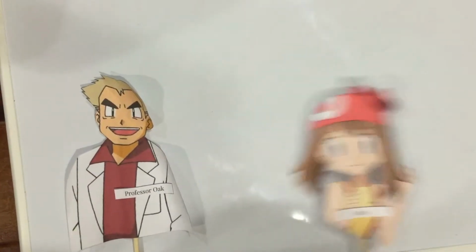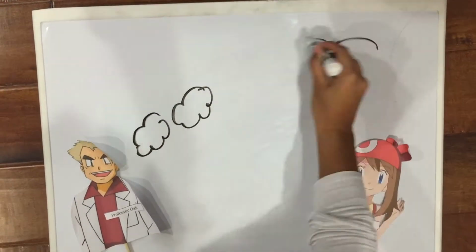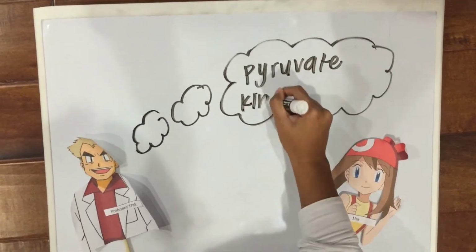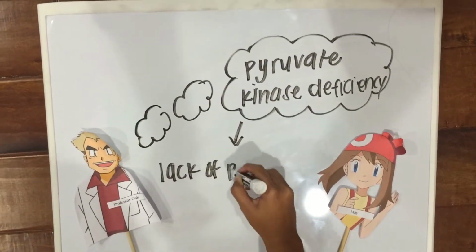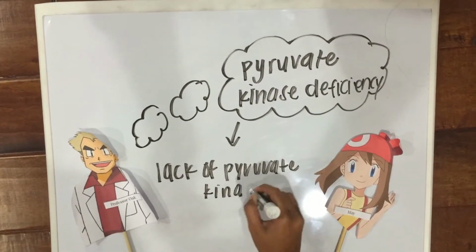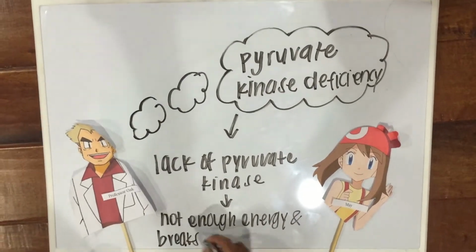Hey Professor, I've heard about metabolic inhibitors and want to learn more. Could you teach me a thing or two? Of course. The one that pops into my mind is pyruvate kinase deficiency. This is when there's a lack of the enzyme pyruvate kinase. Then, since there's a lack of it, there's not enough energy and the cell breaks down more easily.